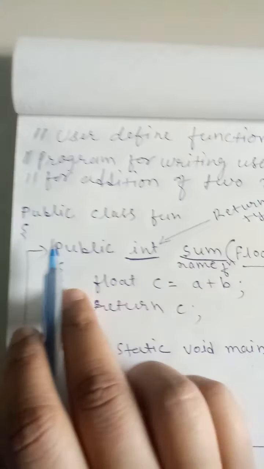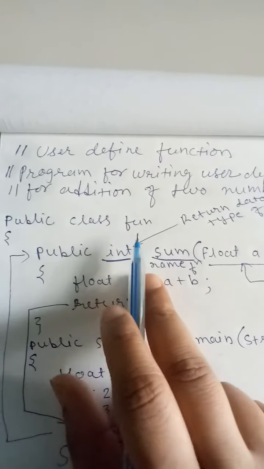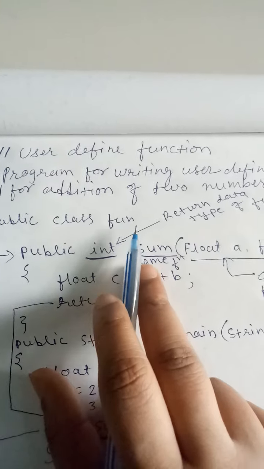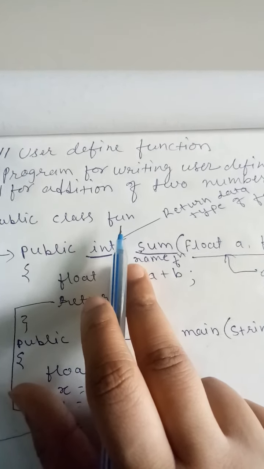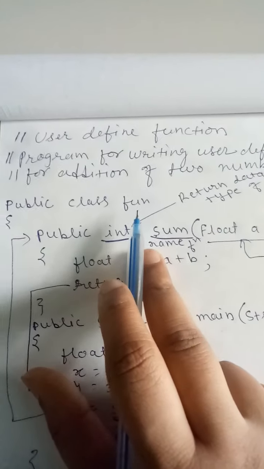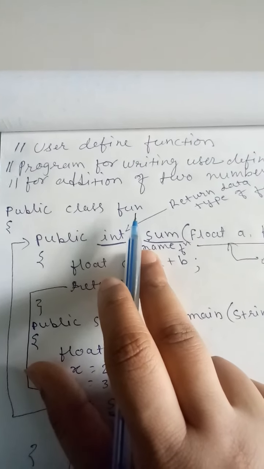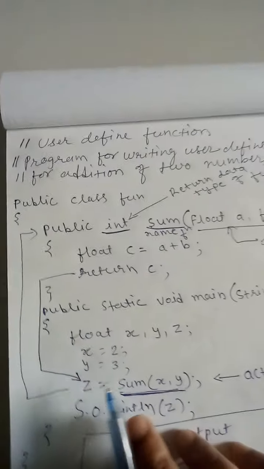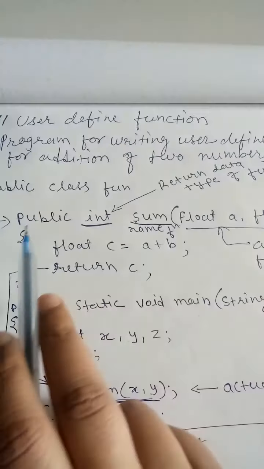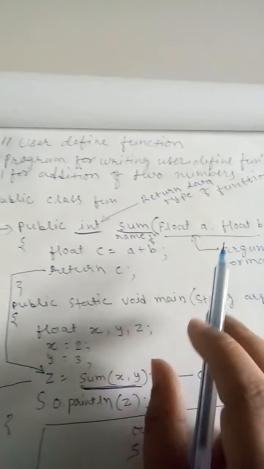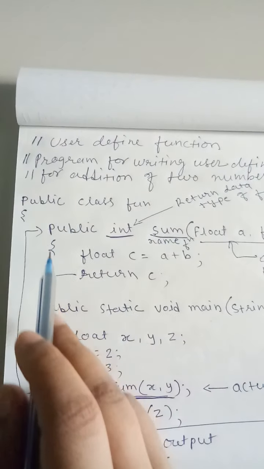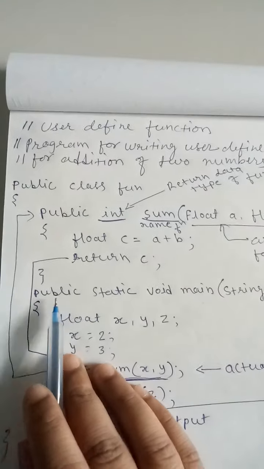So let's start. You can see public class fun. Actually my class name is fun because this program is related to the function. You can take any name like function example or something like that. Then after you can see here I have written public int sum and some argument, but for now just leave this part and move to this part.